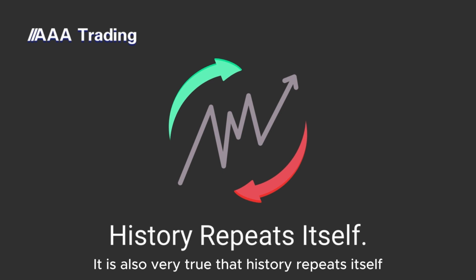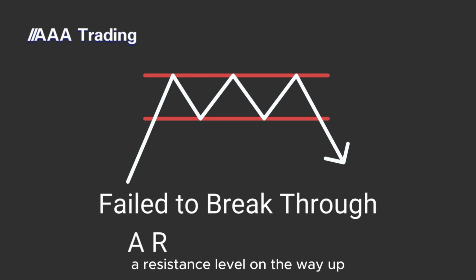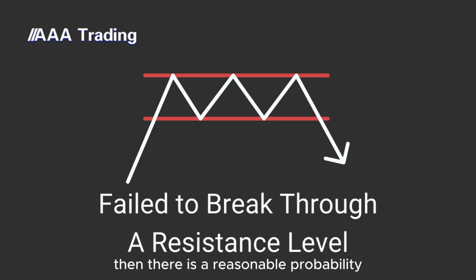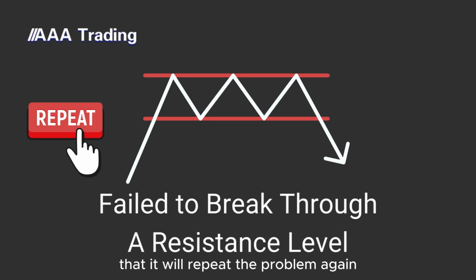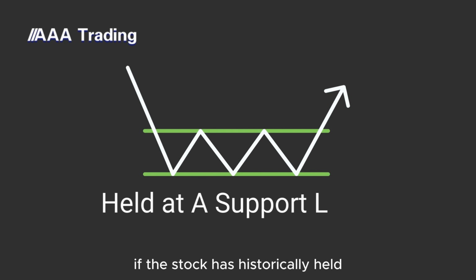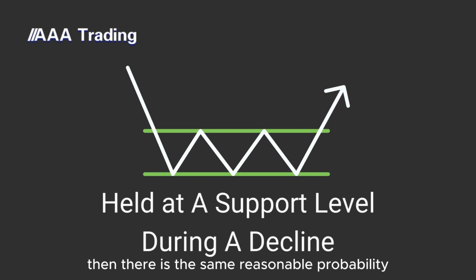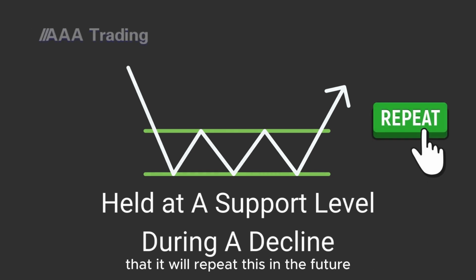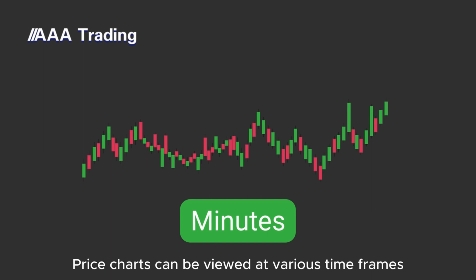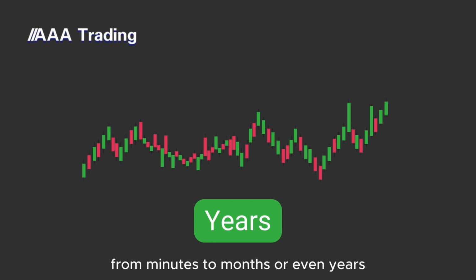It is also very true that history repeats itself. That is, if a stock has historically failed to break through a resistance level on the way up, then there is a reasonable probability that it will repeat the problem again. And looking at the flip side of this scenario, if the stock has historically held at a support level during a decline and refused to fall further, then there is the same reasonable probability that it will repeat this in the future. Price charts can be viewed at various time frames, from minutes to months or even years.